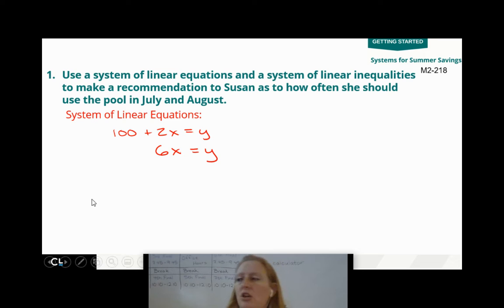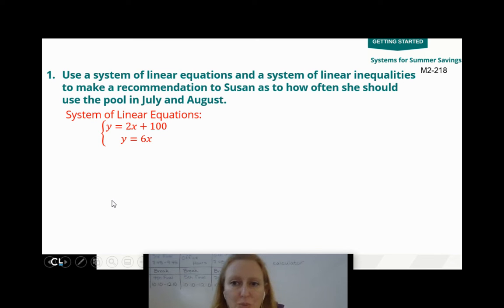So this is all fine and good for a system of linear equations. I'm going to erase this so that you can see the pretty version. There it is. And of course, we could totally solve this, right? These are both equal to y, so everywhere I see a y, I can replace it with 6x. So instead of y equals 2x plus 100, I can say that 6x equals 2x plus 100.